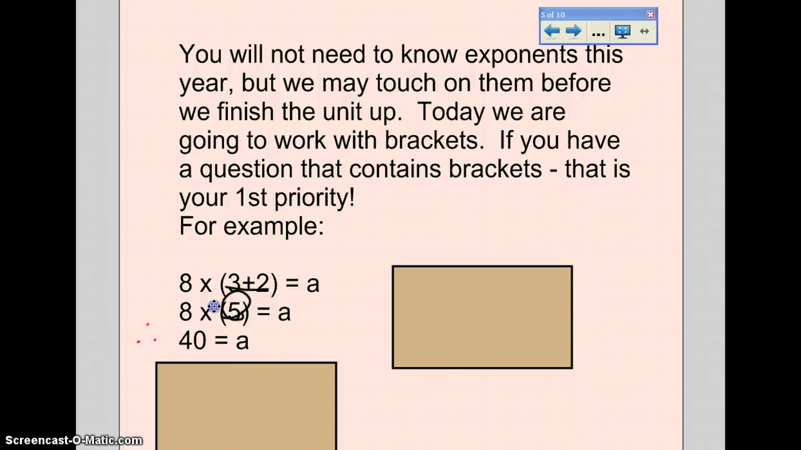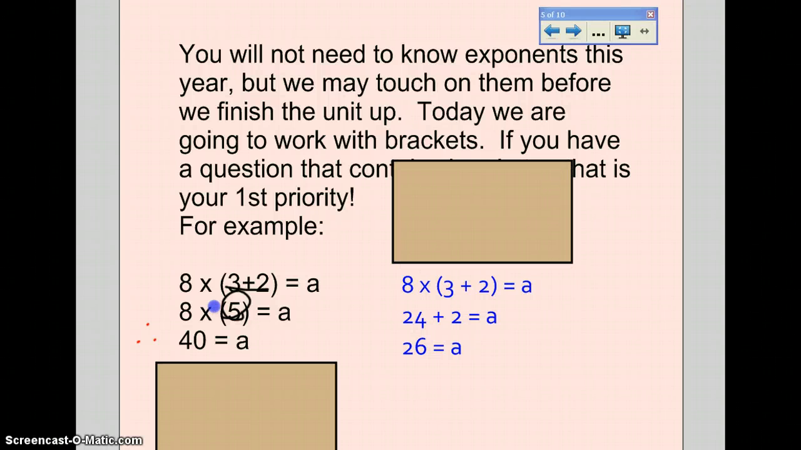If we didn't do it following the proper order of operations, your answer would look something like this. Pretend we multiplied the 8 times 3 first. You'd have 24 plus 2 equals a. Your answer would be 26. Now you see, 26 is actually incorrect. The actual answer is 40. So the order of operations is very important when it comes to figuring out these algebra questions.